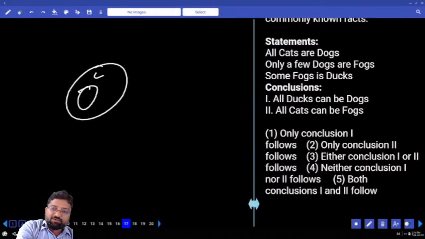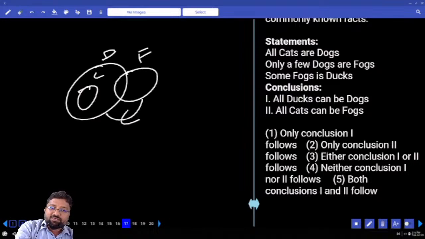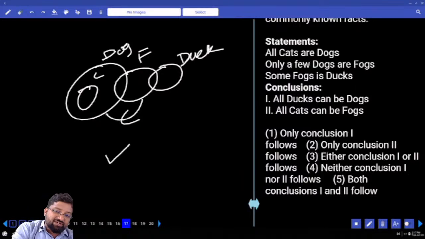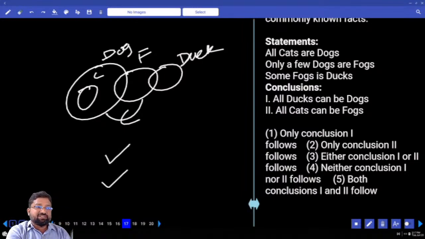All cats are dogs. Only a few dogs are frogs. Some frogs are ducks. All ducks can be dogs. Can I take all the ducks and put them inside dog? Is it a possibility? Yes. All cats can be frogs. Can I take all the cats and put them inside frog? Yes. Is it a possibility? Yes, it is a possibility.